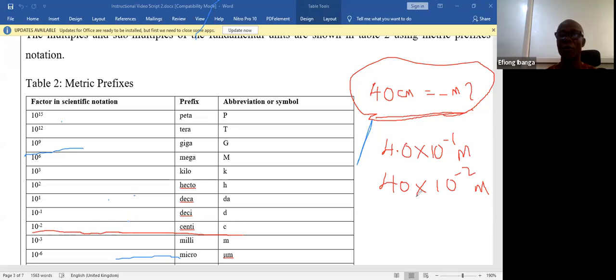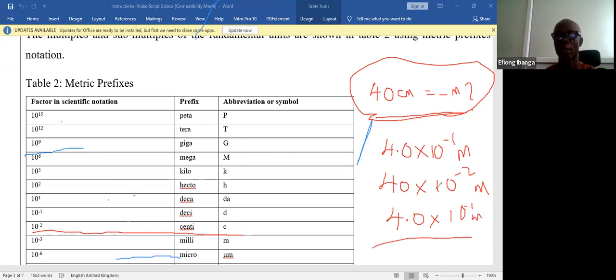So 40 cm means 40 times 10 to the minus 2 meters. If I shift the decimal point to the left, I reduce this by 1 or increase this by 1, I beg your pardon. So that's going to give me 4.0 times 10 raised to power minus 1 meters. So she was correct, the lady that said 4.0 times 10 to the minus 1. But the emphasis here is that if I'm saying 40 centimeters, it means 40 times 10 to the minus 2 meters. If I say 3 centimeters, it means 3 times 10 raised to power minus 2 meters. All right, so that's what I intend to draw your attention to.